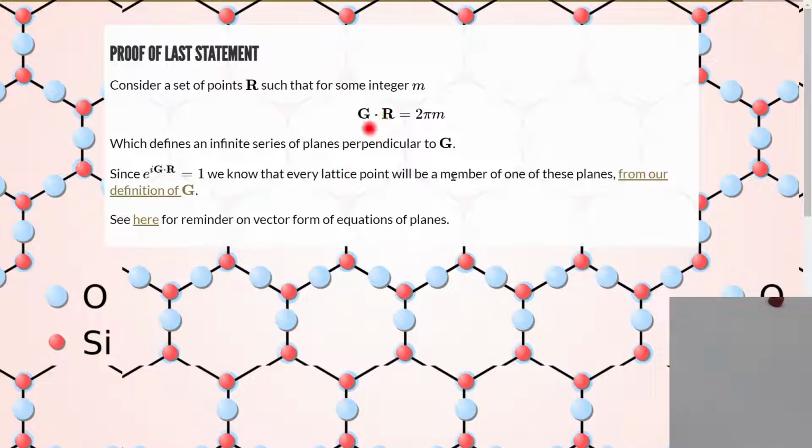So our definition of reciprocal lattice vector was this formula. When we take the dot product of a reciprocal lattice vector, any one of them, with a lattice vector, any one of them, we get some integer multiple of 2 pi. That was how we defined it.